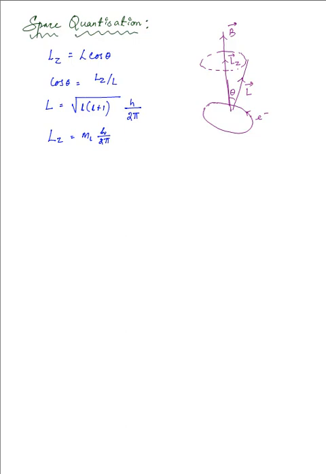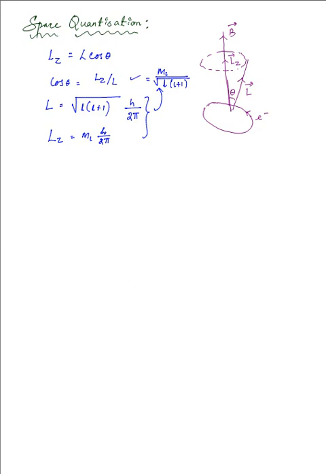Now the angle theta between L and the z-axis is determined by the quantum numbers l and ml. They are determined as per the relation that we have given over here, that is cosine theta is equal to Lz over L, and if we put these values over there, then we get the value equal to ml over the square root of l times (l plus 1), and that is exactly the angle that it will take up.